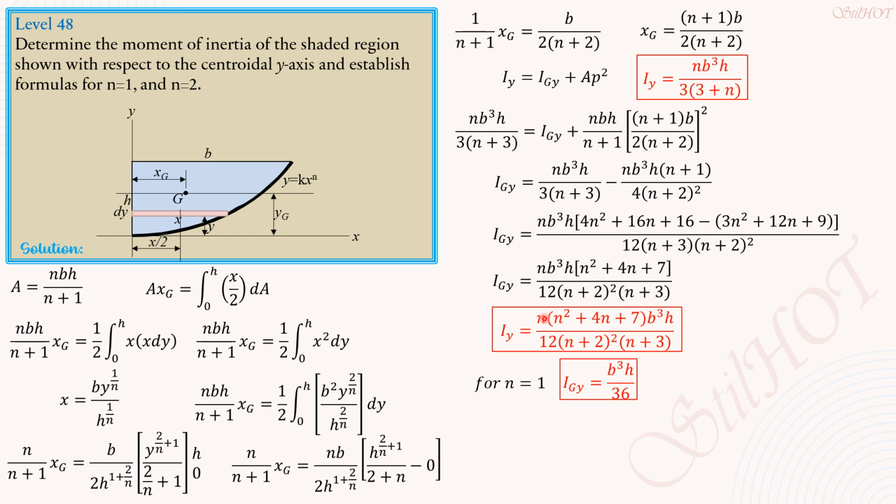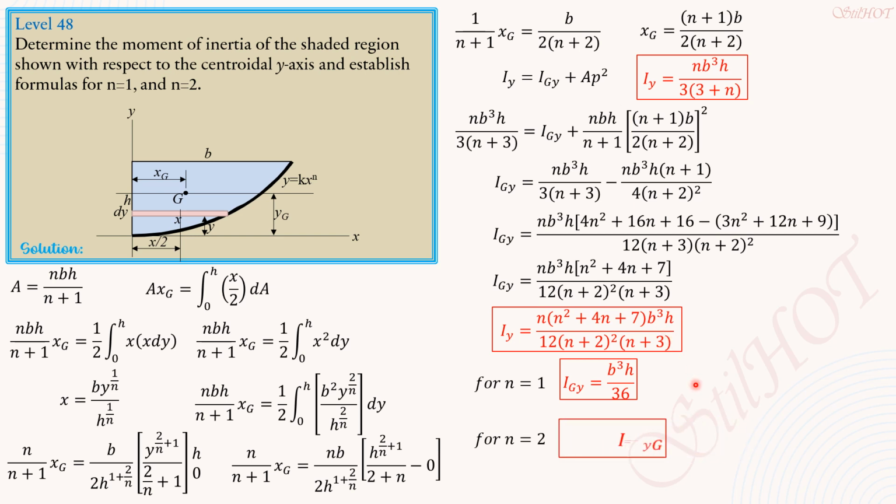For n is 2, this is 2 squared plus 4n: 4 plus 8, 12 plus 7, 19. Then 2 over 12, so 1 over 6, with 19 in the numerator. This is 6. 2 plus 2 is 4, 4 squared is 16. This is 2 plus 3, 5. 5 times 16 is 80, times 6 because this is 2 over 12. So 1 over 6, 480. Therefore, for n is 2, 19 b cubed h over 480.